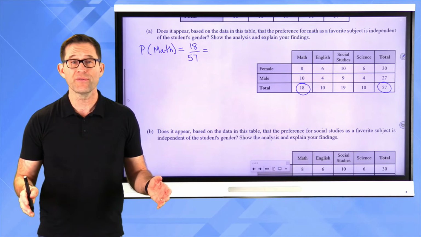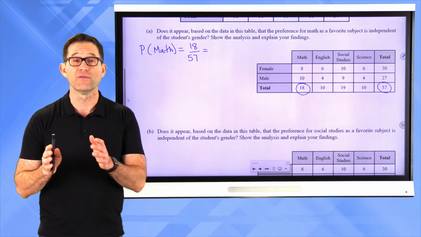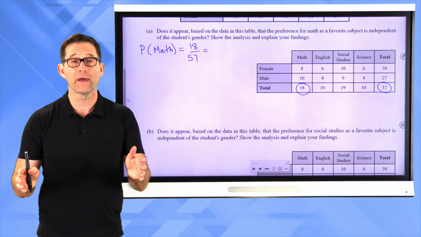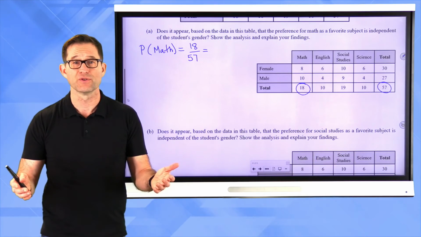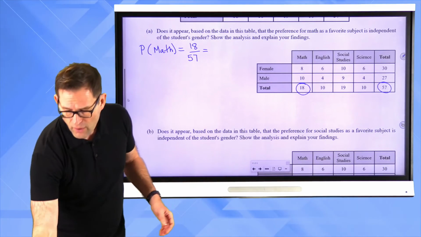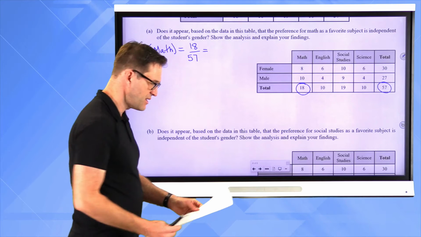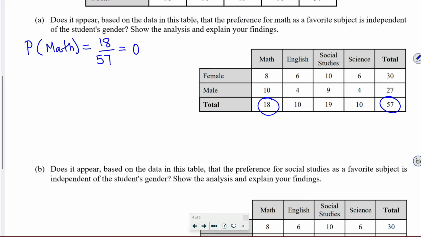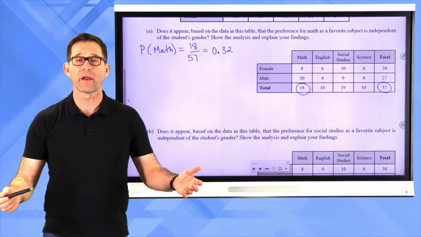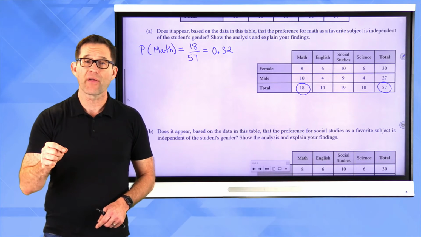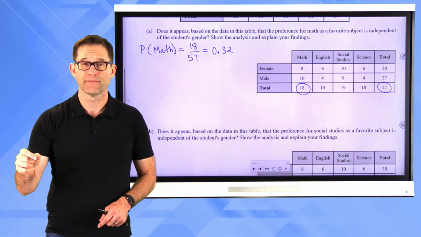And if you're going to go with decimals, you should just go with a 2-decimal place variety here, because we're talking about things that really are equivalent to percentages. So I take my calculator out, I work out what that is, and I find that it's about 0.32. In other words, in the population as a whole, about 32% of all the respondents of this survey said that math was their favorite subject.